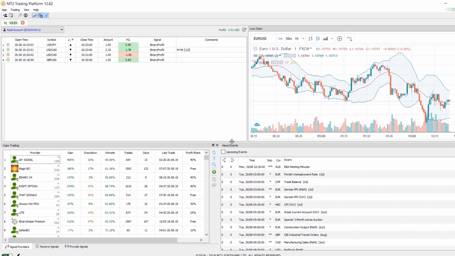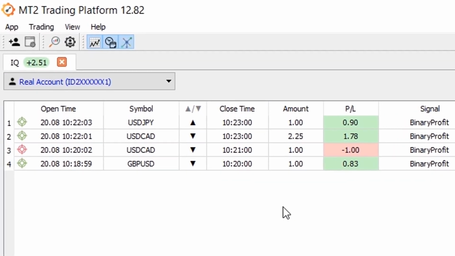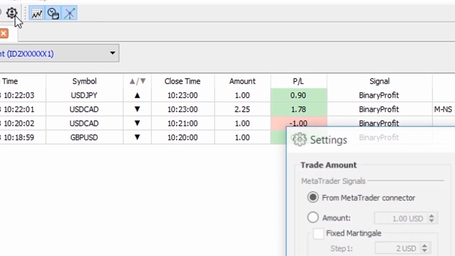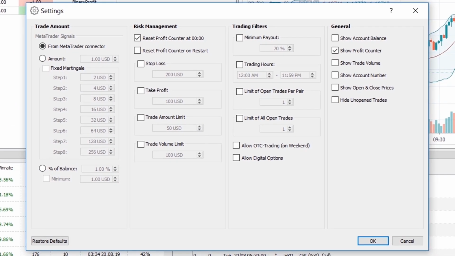Today I will be showing you the configuration parameters that our platform allows you to define and customize to fit your trading needs. So let's get started. As you can see, our configuration window is divided into 4 subgroups, and I'll explain each one of them.